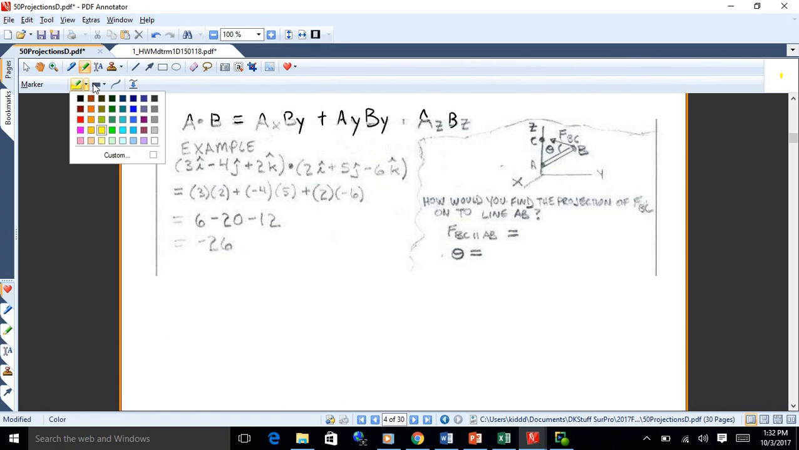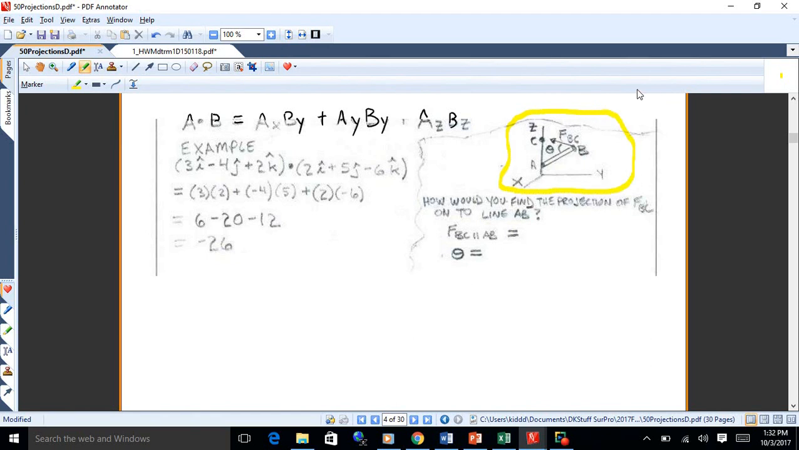Now we have a couple of uses for this in engineering. You can use this to find the angle between two 3D vectors, which is handy. You can solve that expression for cosine theta and then solve for theta. You can also use it more directly to find the projection of a force onto a line. In the lower right-hand corner, it's pretty small, but I squeezed in a force acting on a little strut. The strut goes from A to B. The force goes from B to C. So let's figure out how I would find the projection of FBC onto line AB.